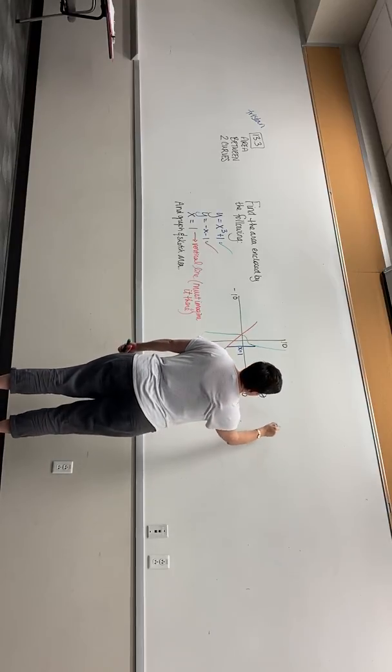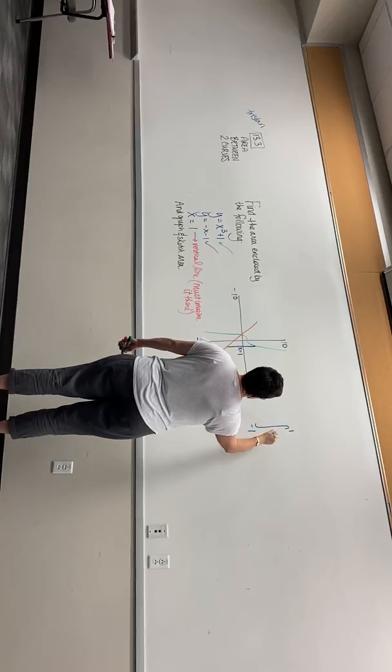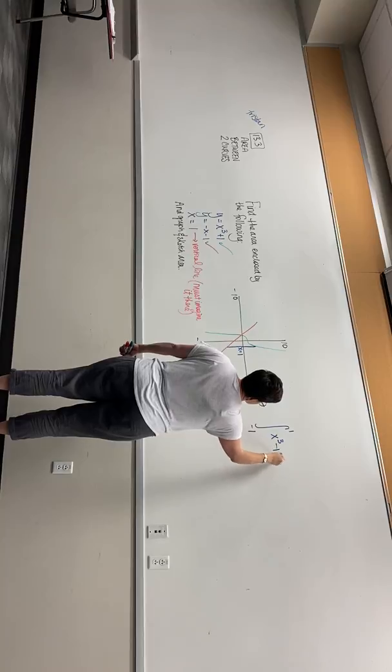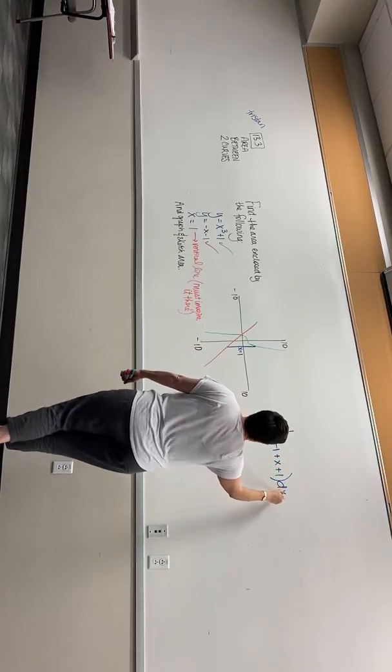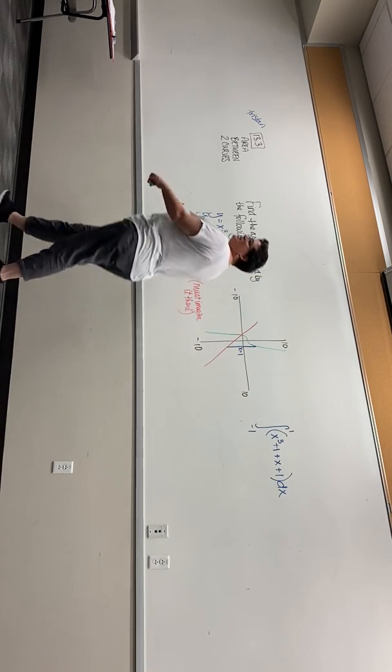Who's on top? Green. We're going from negative 1 to 1, green's on top, so x cubed plus 1 minus negative x minus 1. Watch your signs. Let's just be plus 1 and plus 1. Oh yeah, it should be. Who said that?